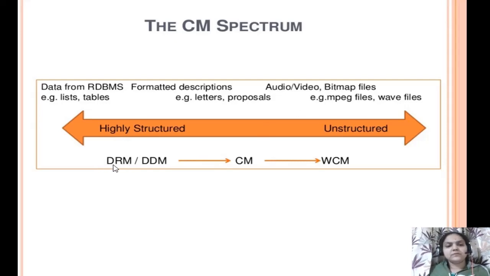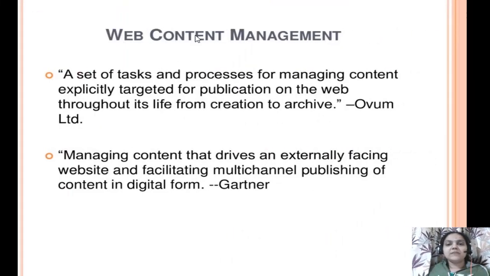So there is DRM, then DDM, then CM, then WCM, that is web content management. Here I have digital description management and digital relational management. Web content management is highly unstructured, whereas DRM and DDM are highly structured, because they are in the form of tables, in proper formatting. Then what exactly is web content management?